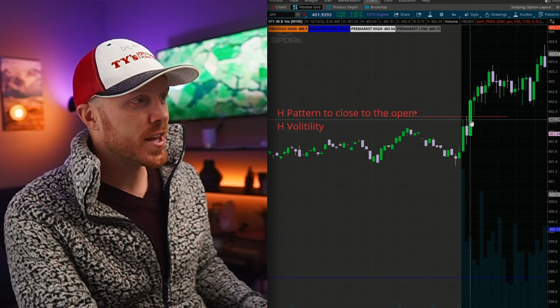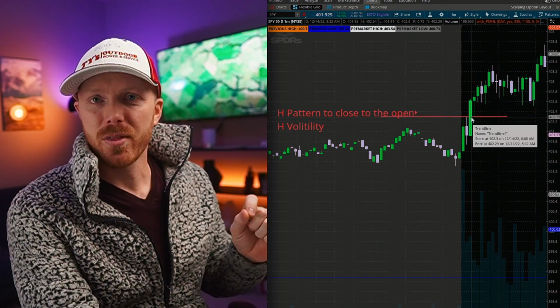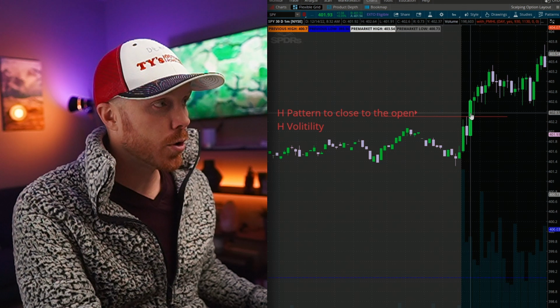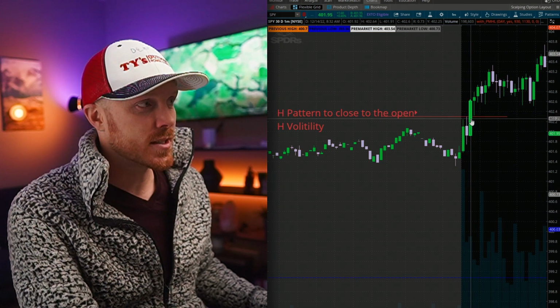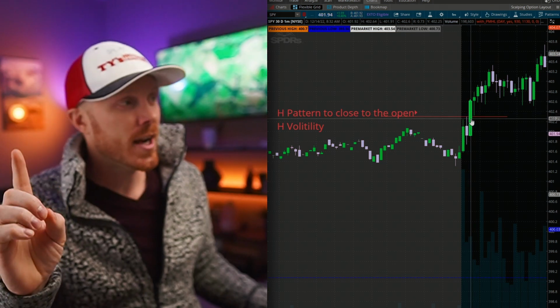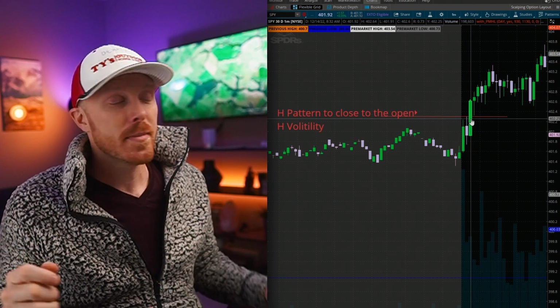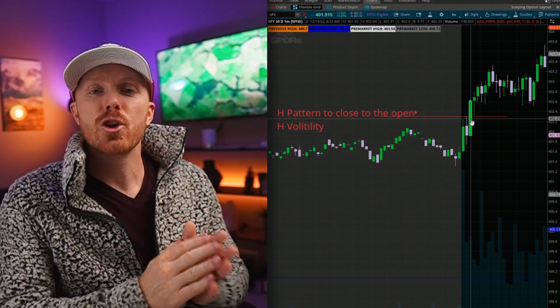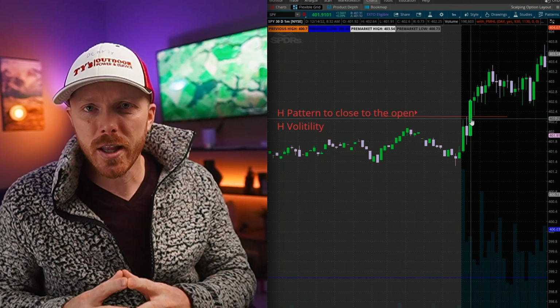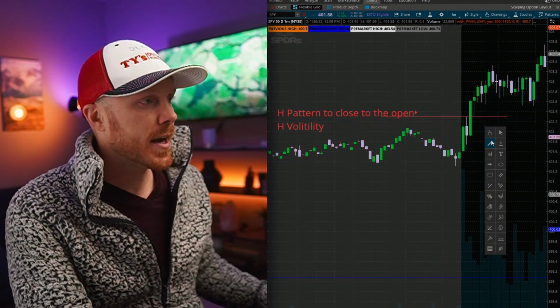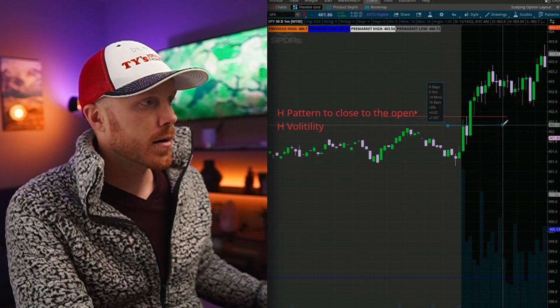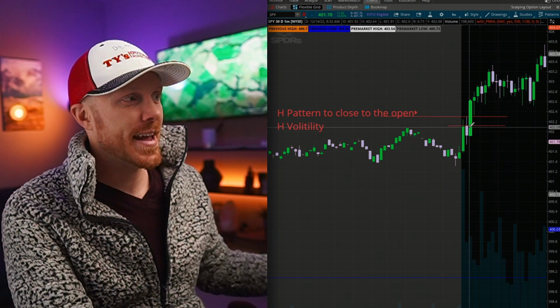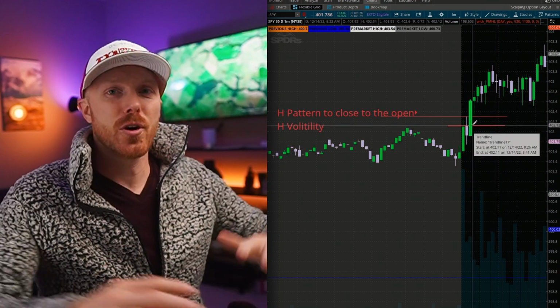Now this one did violate this key level. It broke through and it came back down just a little bit. The key here is knowing what your stop loss is. If you wanted to play this trade, you need to have a solid stop loss. In this case, my stop loss would have been right here. It would have been right there. If it breaks through this level, you're out of the trade.